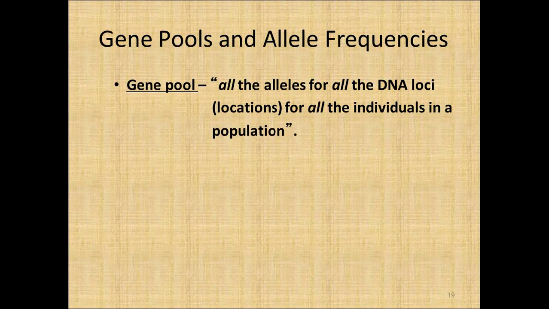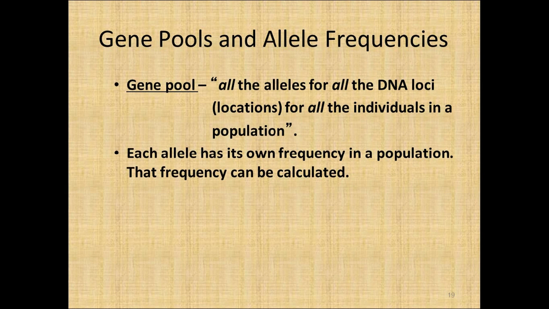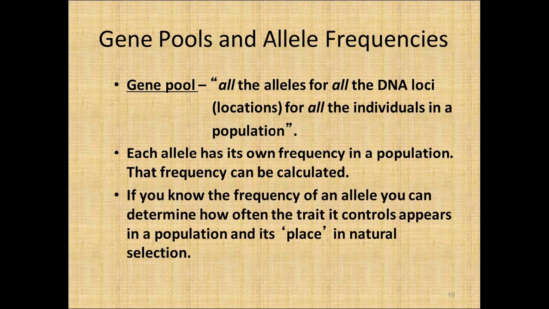Scientists like to be able to predict the possibility of a particular gene showing up in natural selection or evolution. In order to do that, first you need to know what the gene pool for that population is. And the gene pool is all of the alleles for all of the DNA for all of the individuals. Once you know what the possibilities are, then you can calculate the possibility of a particular allele being the one that forces natural selection. Each allele has its own frequency in a population, and that frequency can be calculated. The greater the frequency of an allele, the greater the possibility that it will be the gene that drives natural selection for that population. The calculation for this is the Hardy-Weinberg equation, and we'll be looking at that next.